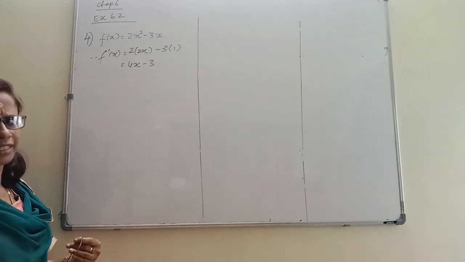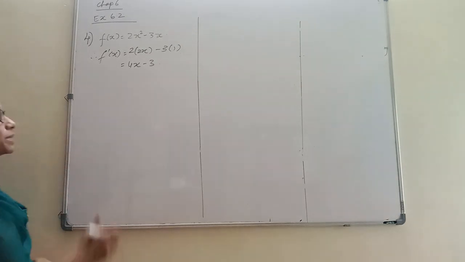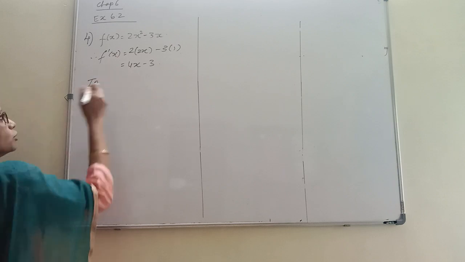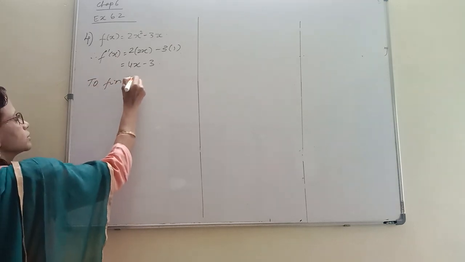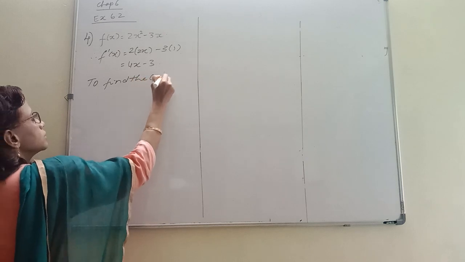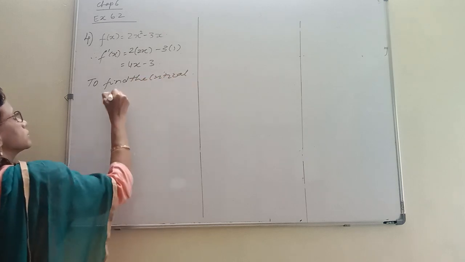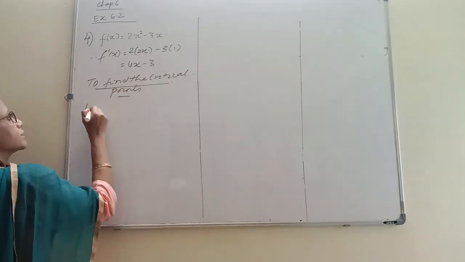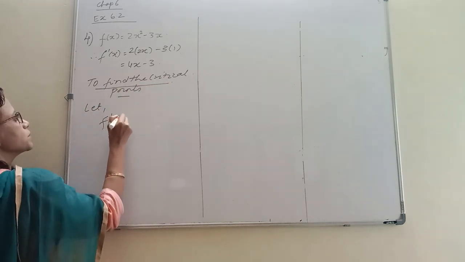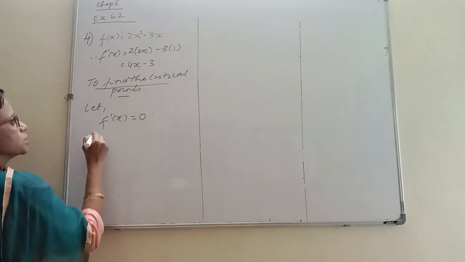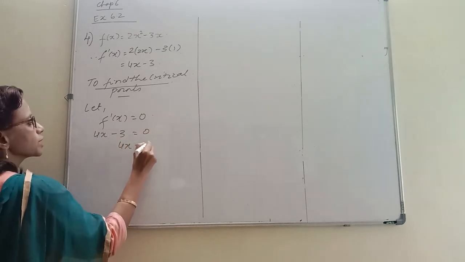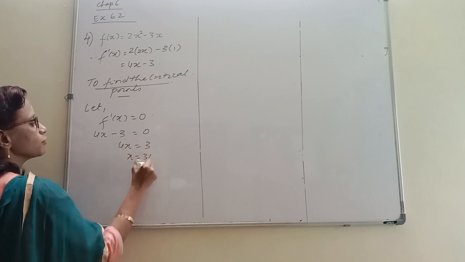Sometimes we write it like that. I like writing it like this. But in the exam, you have to make sure that you don't lose time finding the critical points. Let f dash x be equal to 0, which means 4x minus 3 equal to 0, which means 4x is 3, x is 3 by 4.